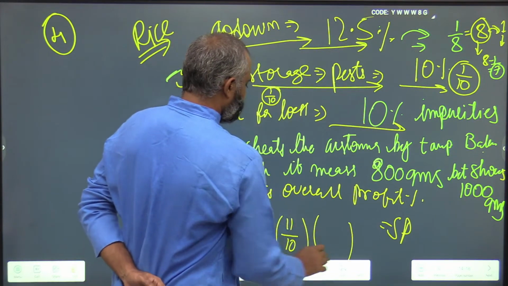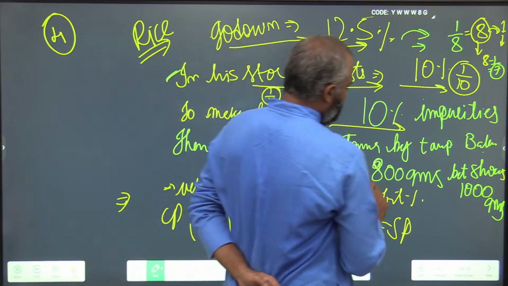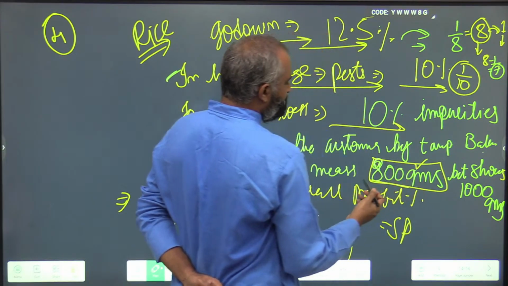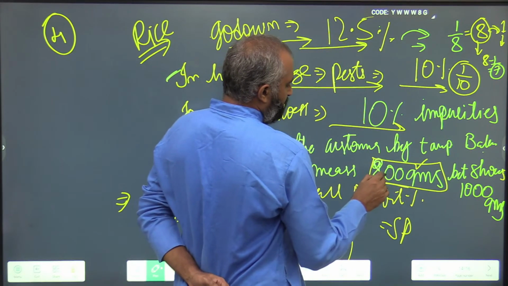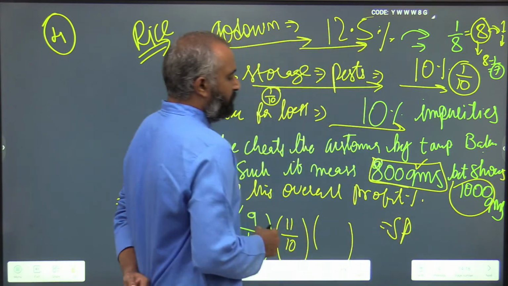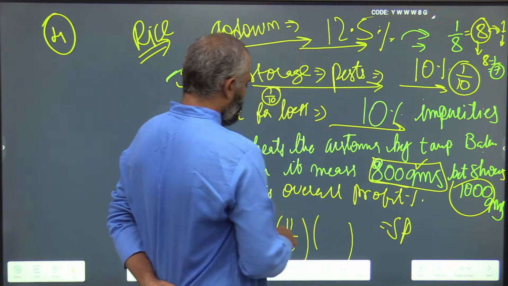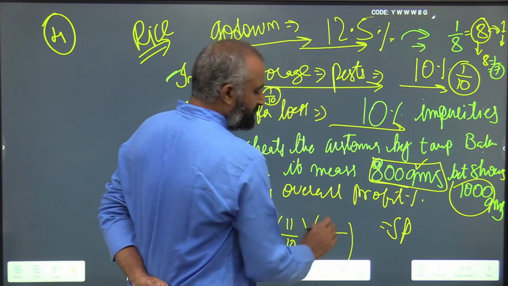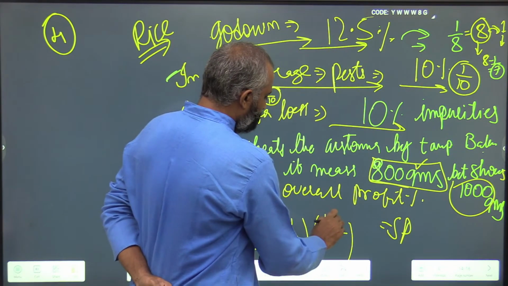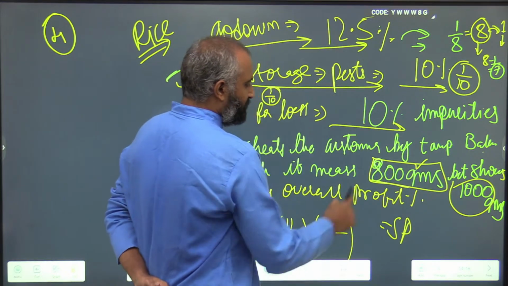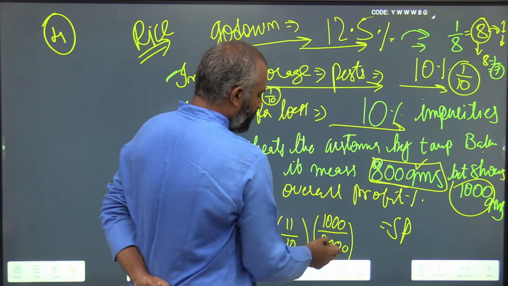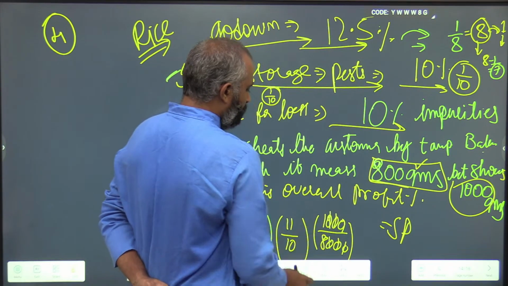And he cheats his customer by tampering with the weighing balance. The weighing balance measures 800 grams but shows 1000 grams. So how is he cheating the customer? The customer has paid the shopkeeper for 1000 grams, but he is giving the customer only 800 grams. Because this is profit making, I can simplify it to 10 by 8.